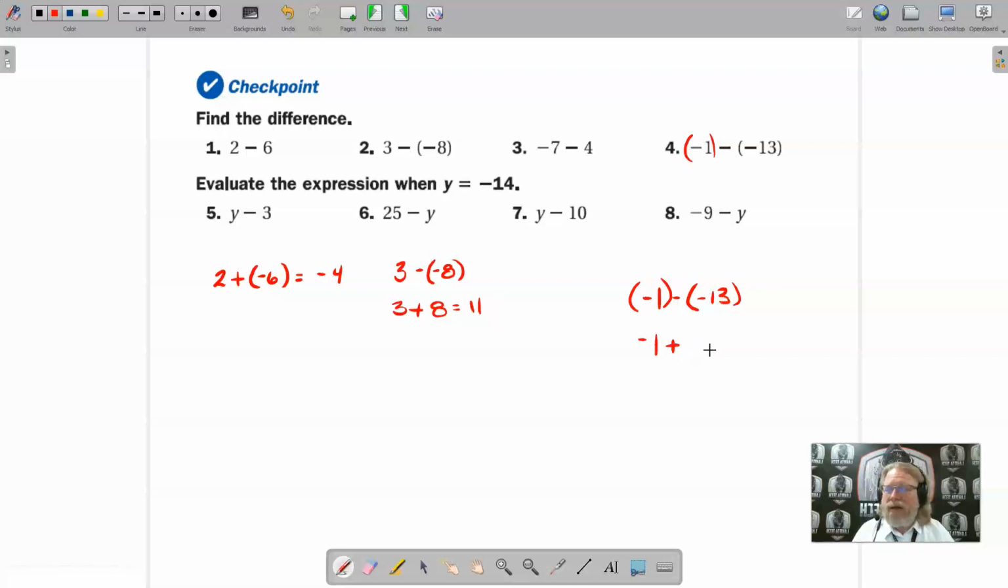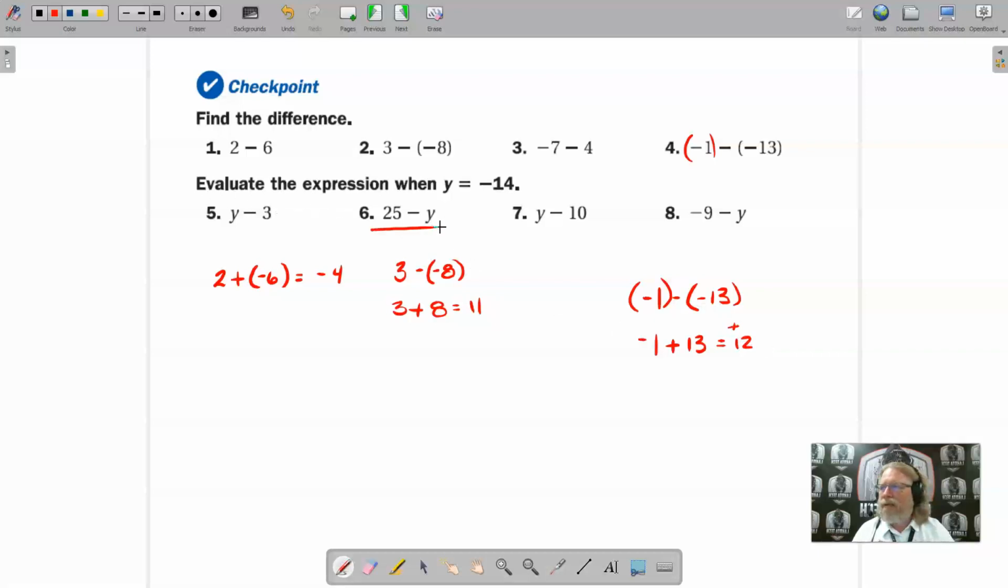The opposite of negative 13 is positive 13. And they are different signs. The 13 is positive. It has a greater absolute value than the negative 1. So it is going to be positive. You could put a little plus sign up there to remind you it's going to be positive. And since they are different, we'll subtract. 13 minus 1 is 12. So it's going to be positive 12.